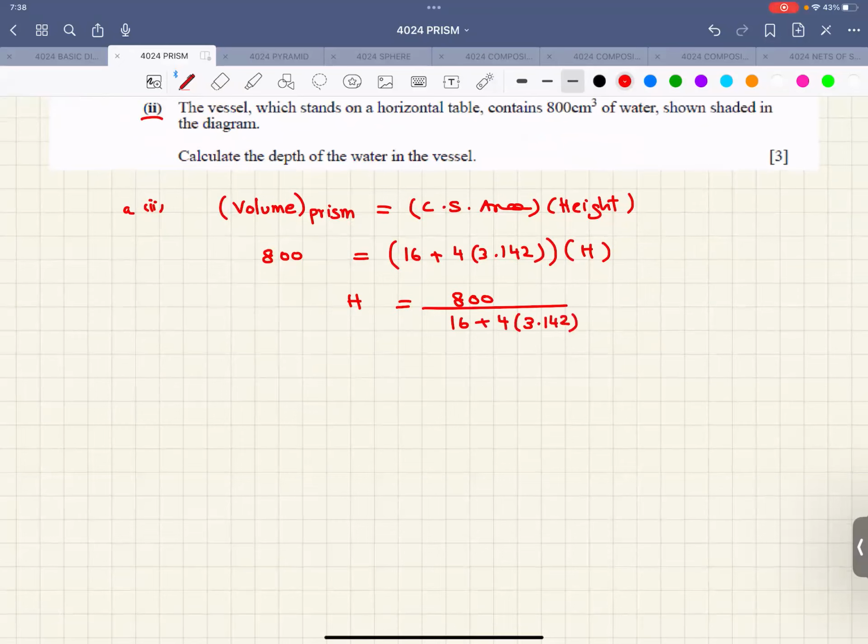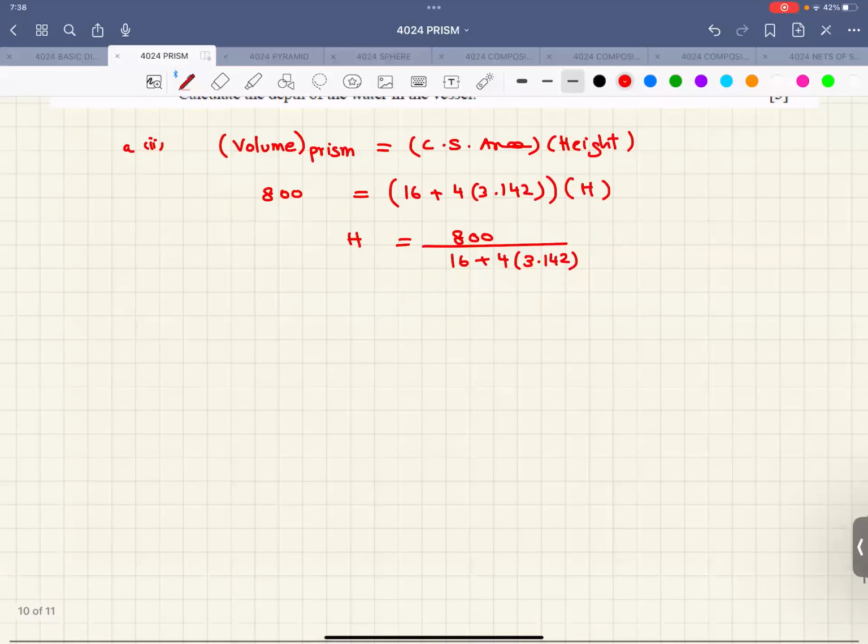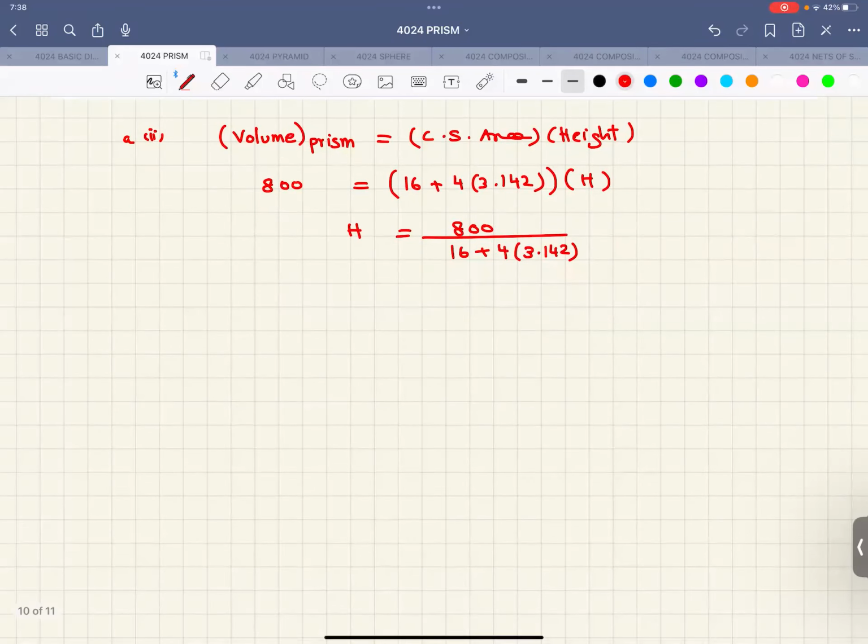Now at this point, I'll use a calculator. And I'm adding 16. So therefore, I have 28 point something, and then I'm multiplying 800 divided by this value. So this comes out to be, I think, the same value approximately. H comes out to be 28.00. Therefore, the final answer is 28.0, correct to 3 significant figures.